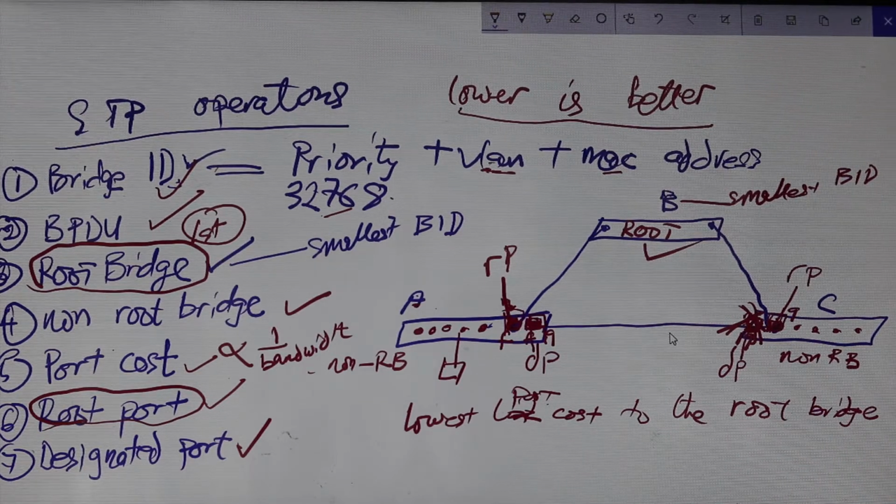So you see how STP blocks a port? Yes. And this happens automatically. STP by default is on every switch. It happens automatically. Do you have any question, to understand everything?